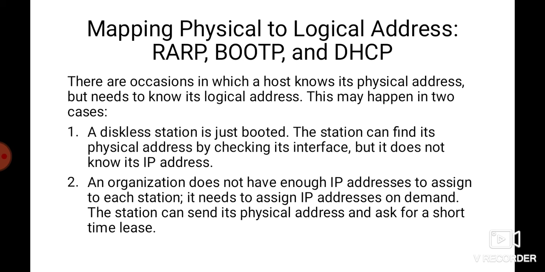There are occasions in which a host knows its physical address but needs to know the logical address. Let's suppose a diskless station is just booted, and the station can find its physical address by checking its interface, but it does not know the IP address. An organization does not have enough IP addresses to assign to each station. It needs to assign IP addresses on demand, that means dynamically. The station can send its physical address, and then it can also ask for the IP address.